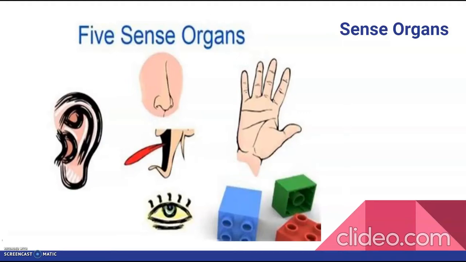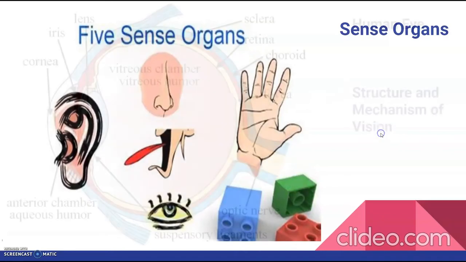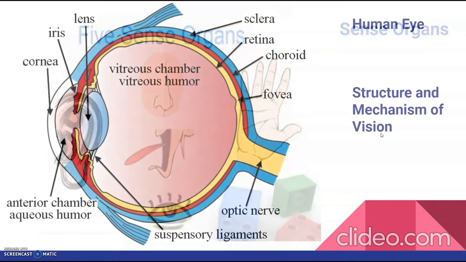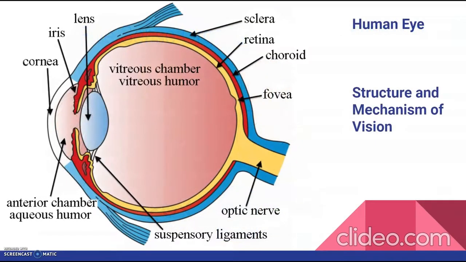So now we'll be studying the structure and functioning of the eye, which is the sensory organ for vision, and the ear, which is the sensory organ for hearing. When we talk about the eye, the adult human eyeball is a spherical structure, and the wall of the eyeball is composed of 3 layers.